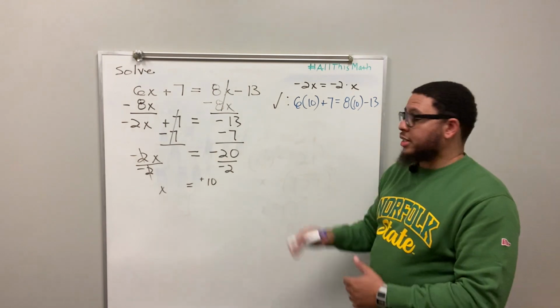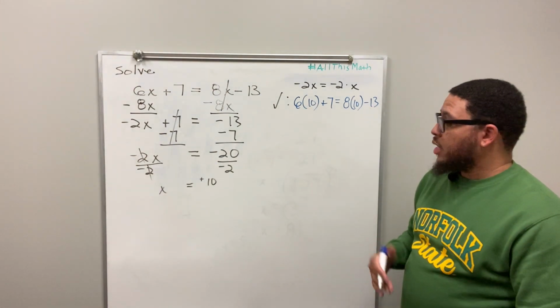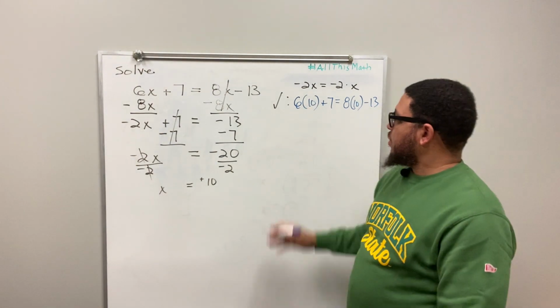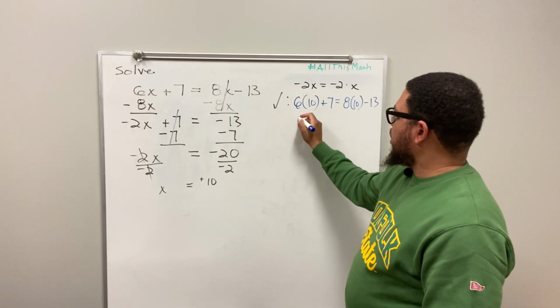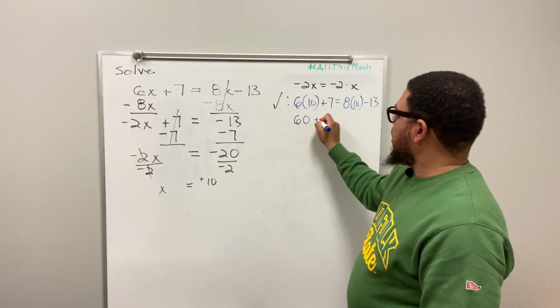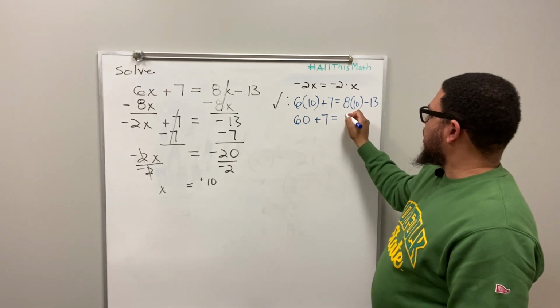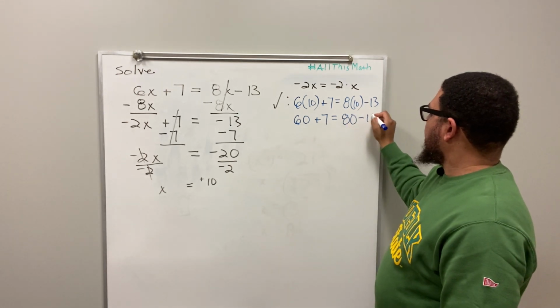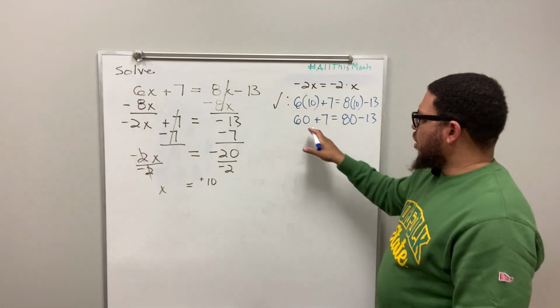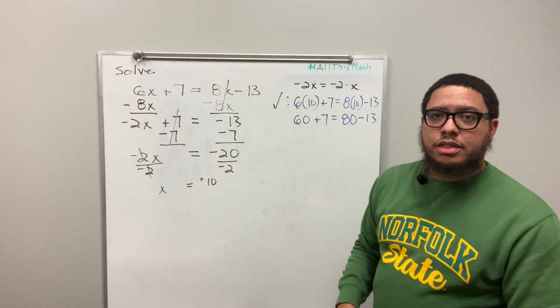Now the question is, is this a true statement? Let's break it down using order of operations. Multiply this 6 times 10. That's going to give me 60 plus 7. Boom, over here. Multiply this 8 times 10. That's going to be 80 minus 13. Now, what's 60 plus 7? 67.